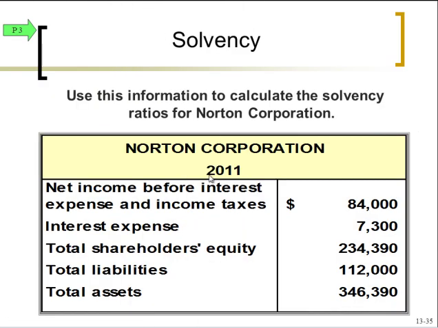So we're going to need some information to calculate these. We need net income before interest expense and income taxes. You may recall that was from the times interest earned ratio. We need interest expense by itself, total shareholders' equity, total liabilities, and total assets.